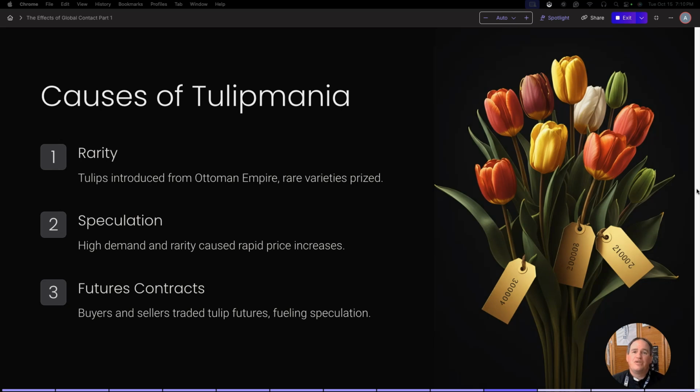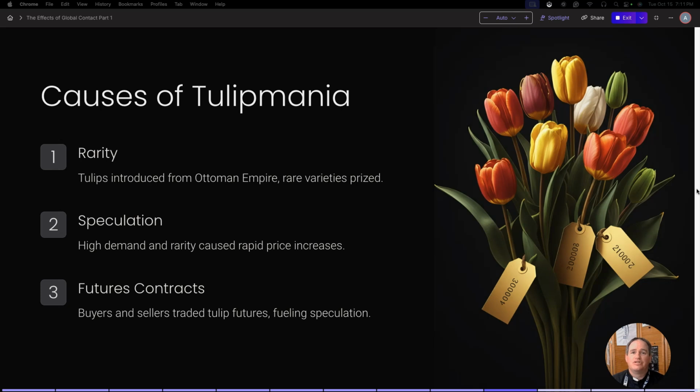So tulips were originally introduced to the Netherlands from the Ottoman Empire. They were rare, and certain varieties with vibrant colors and unique patterns became highly prized. This rarity and the desire for the most exotic tulips caused prices to skyrocket. Soon, people began trading bulbs like they were gold. In some cases, a single tulip bulb was worth more than an entire house.